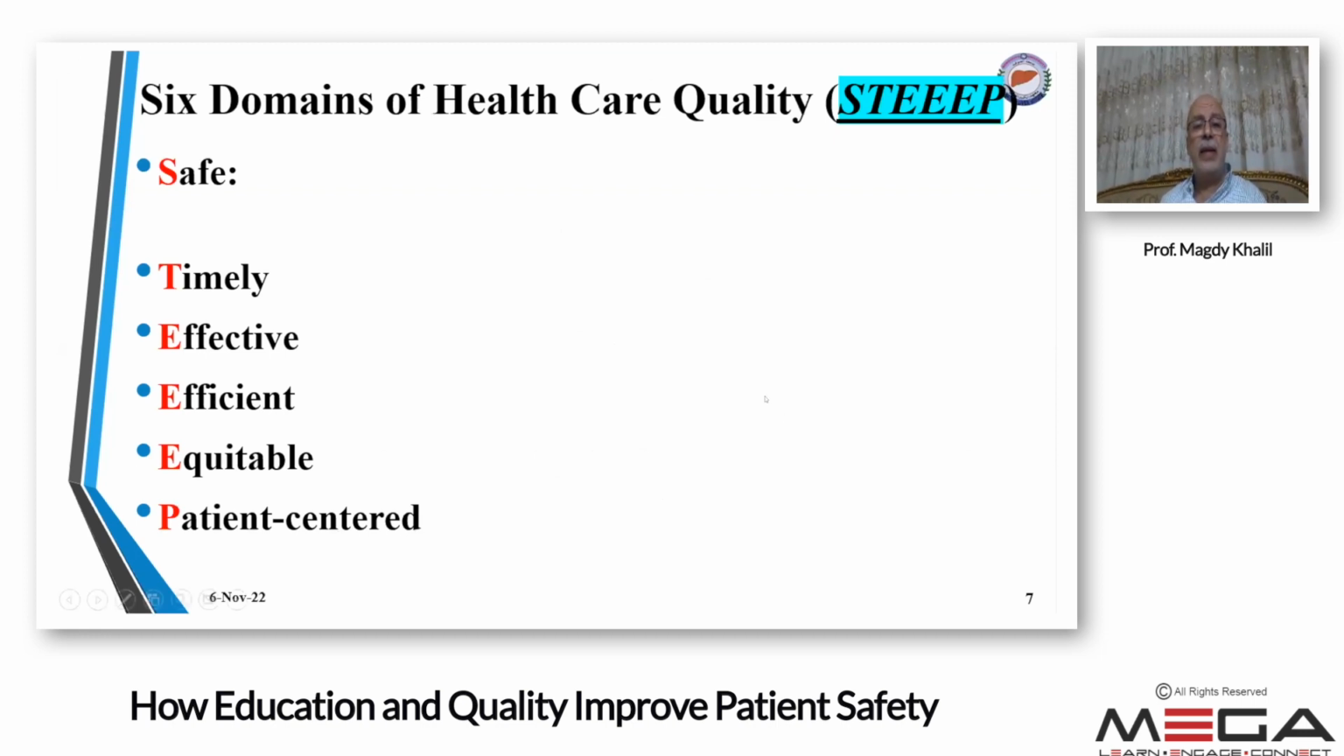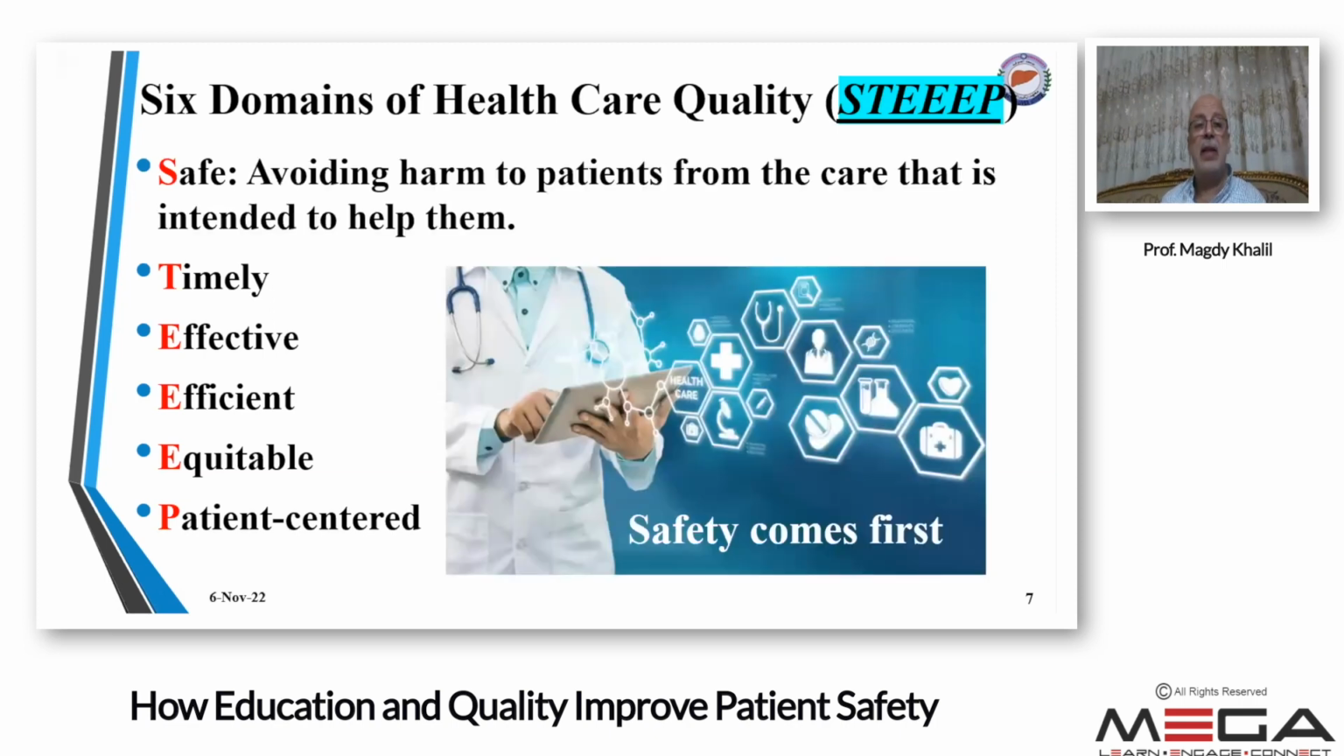IOM specified 6 domains in quality of care. The acronym is STEEEP, but safety comes first. Safety means avoiding harm to the patient from the care that is intended to help them. Not only is safety the most important, but also timely, effective, efficient, equitable, and patient-centered.